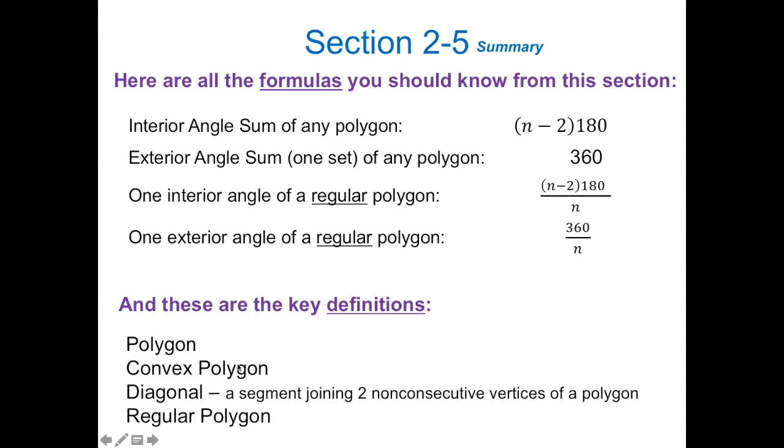Okay, make sure you know what a polygon is, right? Definition of a polygon, and then a more specific type of polygon is a convex polygon. Those are most of the polygons we study in this course here. And then, of course, a regular polygon, both equiangular and equilateral polygon.